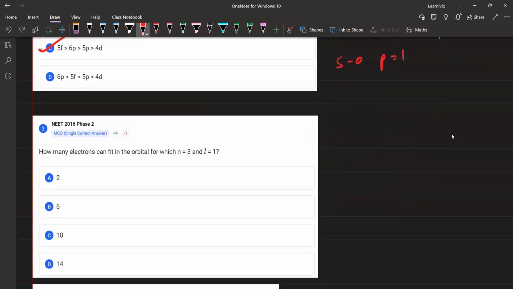Try this. From the value of l, you will calculate the number of values of m. Each value of m gives you one orbital, so the number of values of m tells you the number of orbitals. In each orbital, you can put 2 electrons, right? So using this theory, try the given question. You need to calculate the number of m values, then multiply it by 2. That's it.